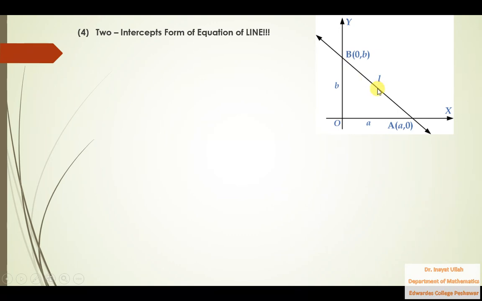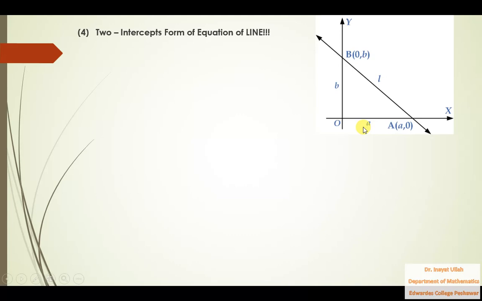It crosses the x-axis. This line crosses the x-axis at a distance of a units. A is, for example, say 2, 3, 4. So this is the distance at which this line crosses the x-axis, from 0 up to there. This is a distance, for example.